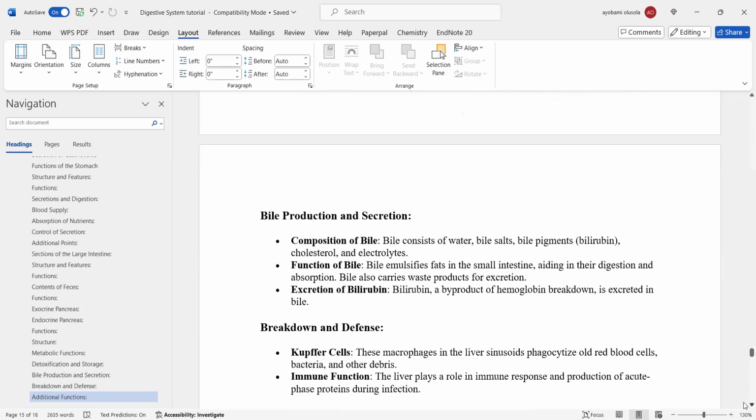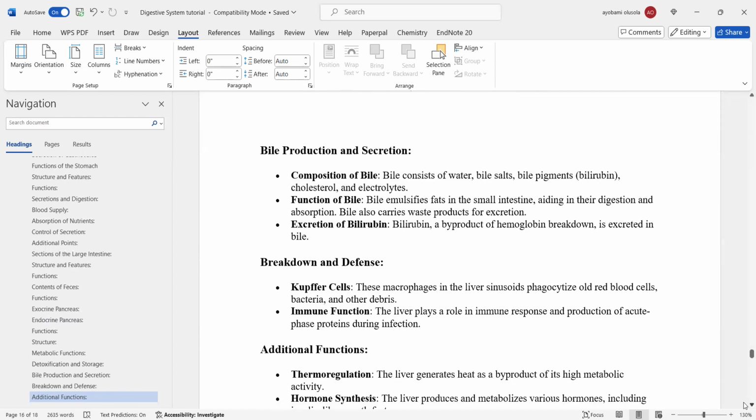So let's quickly wrap up on bile production and secretion. Composition of bile. The bile consists of water, bile salt, bile pigments, known as bilirubin, cholesterol, and electrolytes. Function of bile. Bile emulsifies fat in the small intestine, so they aid in their digestion and absorption. And bile also carries waste products for excretion.